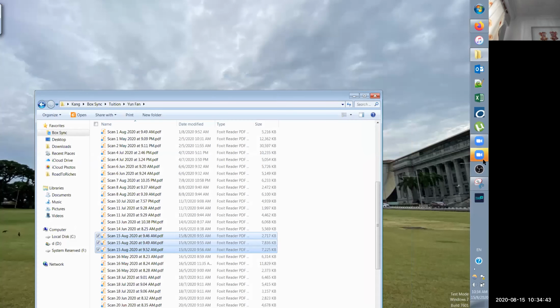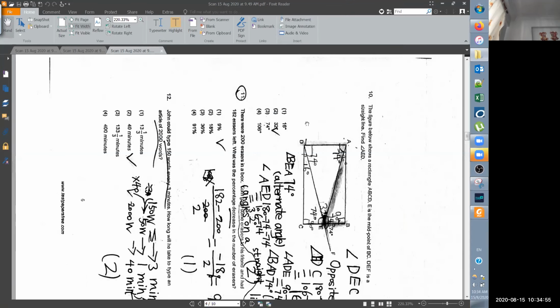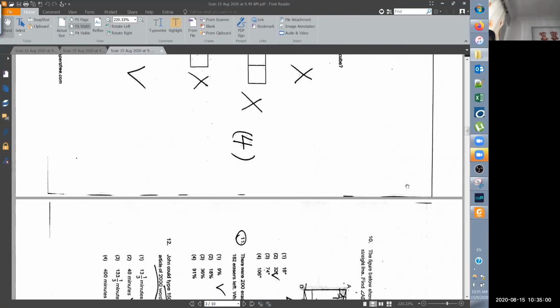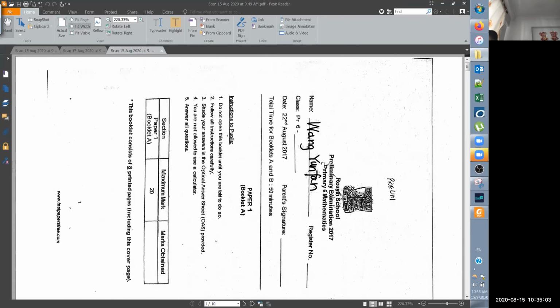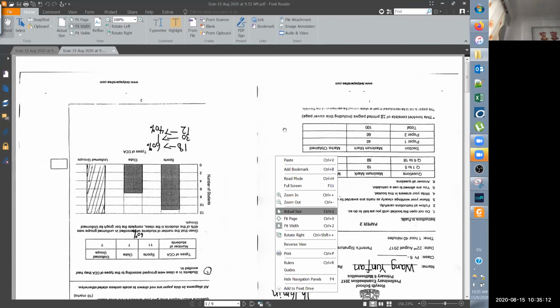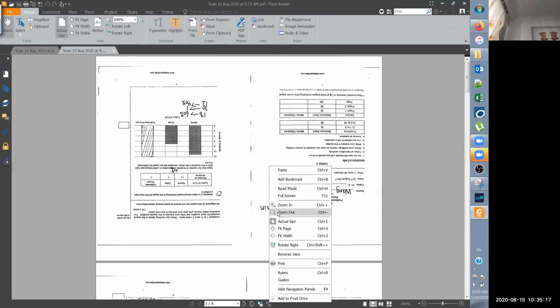Wait, I'm not supposed to close all. Never mind, let me open them again. Let me go to this one, done already, so I just close this. Pivot 2. Okay. Rotate.